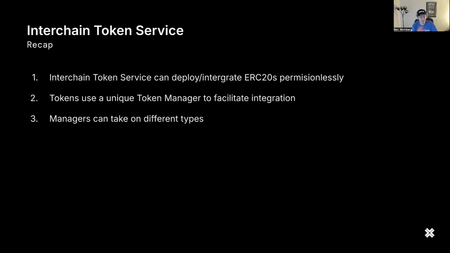We also have, actually, so quick recap of what we talked about, because that was a lot. We have the Interchain Token Service. Remember, that is one contract which exists on each blockchain. It can deploy new Interchain tokens, and it can integrate existing custom tokens right into ITS. In addition to the ITS contract, we have tokens, which use a unique token manager to facilitate that integration. Remember the buddy of your token, the token manager, which is itself a contract. I'm talking about the manager. And managers can take on different types, such as mint burn or lock unlock.